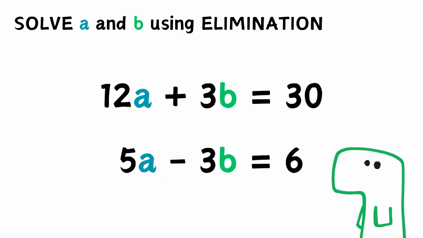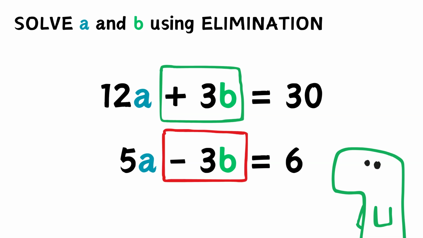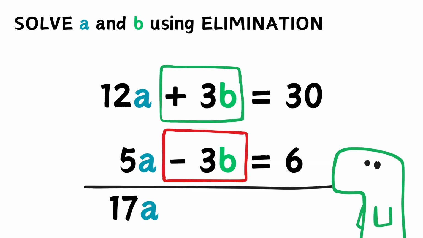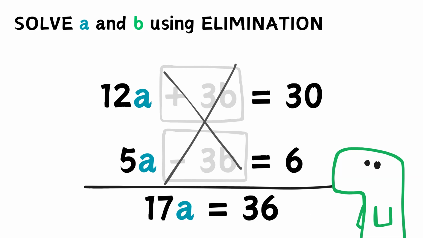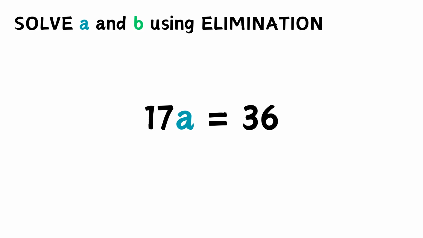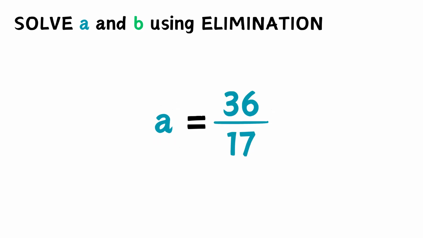And you might see where this is going. We have 3b in our first equation and negative 3b in our second equation. So if we combine these two equations together now, we can cancel out the b. Now we get 17a equals 36. And to isolate a, we divide both sides by 17, which leaves us with 36 over 17. So now we know a.